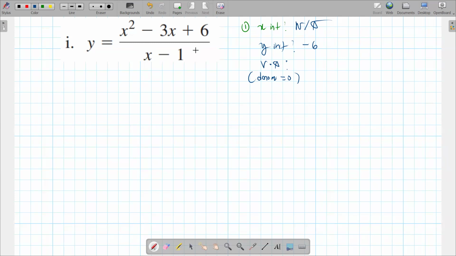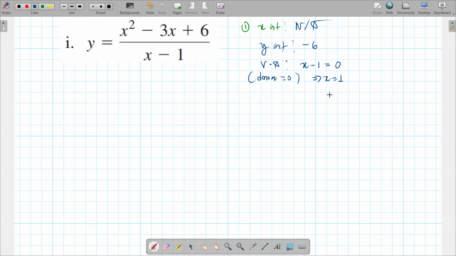So where do we have the vertical asymptote here? If you set the denominator equal to 0, what do you get? No. You'll get 1. So look at this. X minus 1, right? It's not that difficult. X minus 1 equals 0. X is 1. So that's your vertical asymptote.